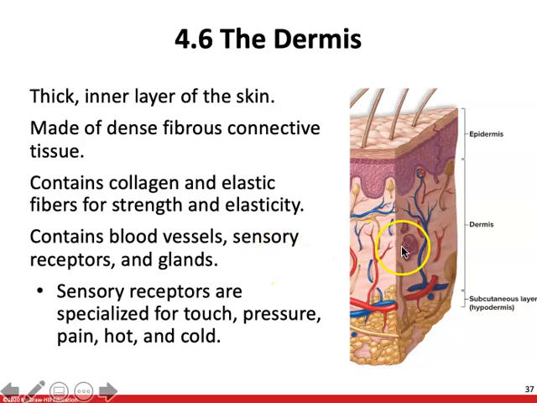This is the layer that does not shed easily, so ink will remain if it's injected down here. This is why receiving a tattoo can be so painful. It's because we are tattooing the layer that has those blood vessels and nerve endings. Collagen and elastic fibers are also found in the lower layer. This allows the skin to stretch and return to its original shape.